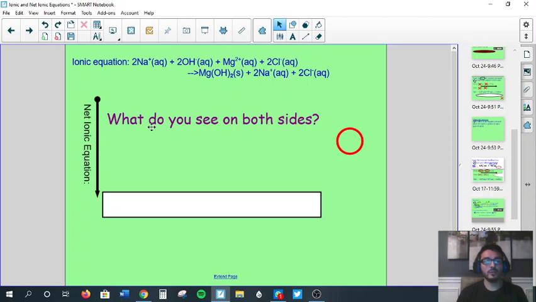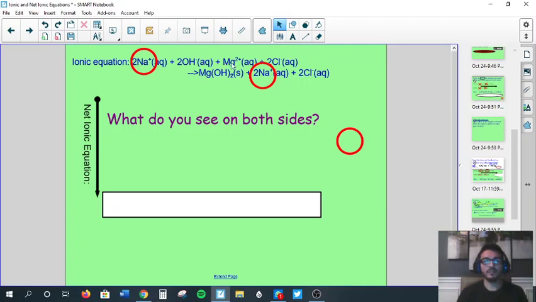Now, what do you see on both sides? Right? Well, what ions do we see on both sides that we can begin to eliminate? Here we see sodium on the right and sodium on the left. Those are going to cancel. What else do we see? Hydroxide. No, we don't see hydroxide on both sides. Magnesium. No, we don't see them. You might be thinking, yeah, but it's right here.